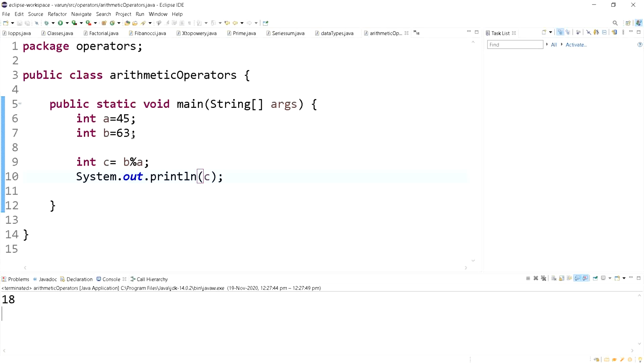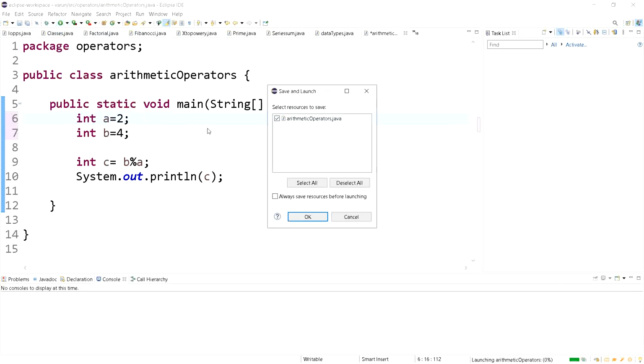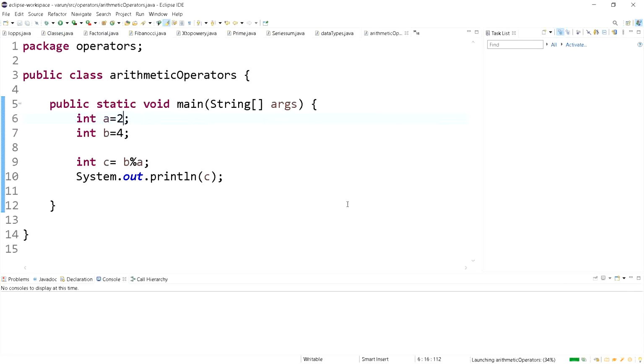For example, let us take 4 and 2. Take this as 4 and this as 0. See, 4 divided by 2, you get the remainder 0. So I guess you got a clear picture of this.